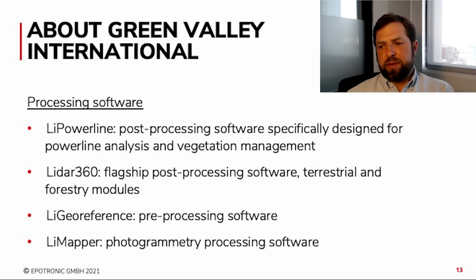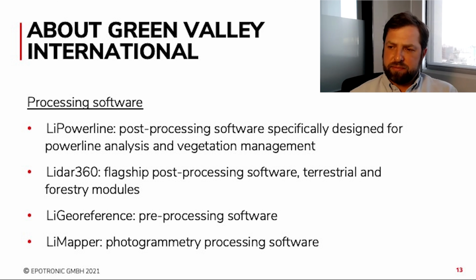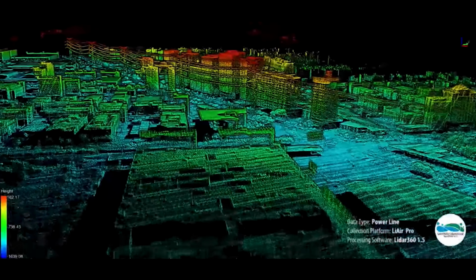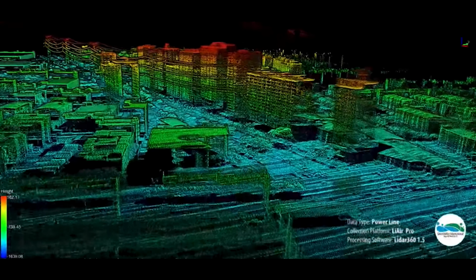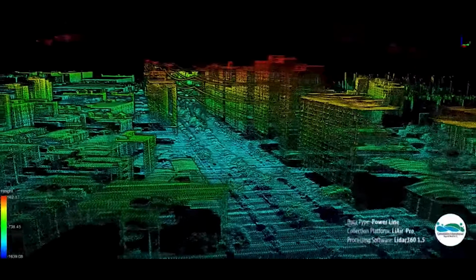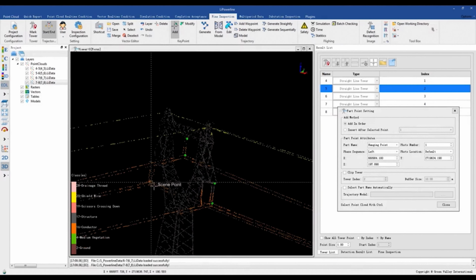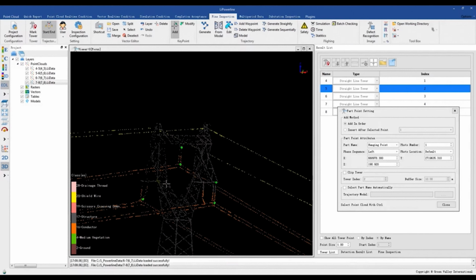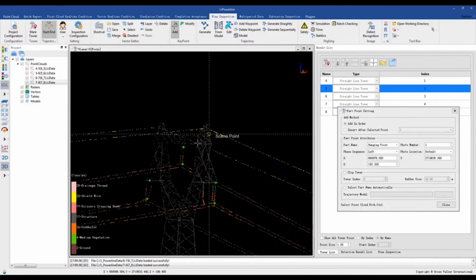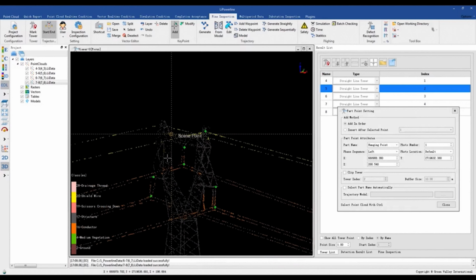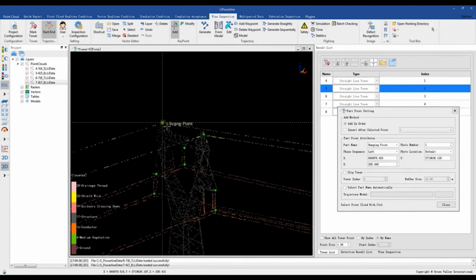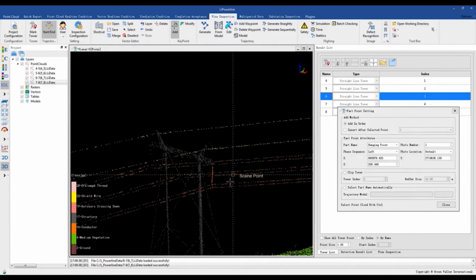Lastly, before I hand it back over, I just want to let you know a little bit more about some of the software solutions that we have for industry-specific applications. One is called LiPowerline. This is really geared at vegetation managers who are maintaining assets, especially high voltage transmission assets, and making sure those corridors are free of objects that could cause a clearance zone violation, or worst case scenario, actually present a hazard to the system. So that is something called LiPowerline.